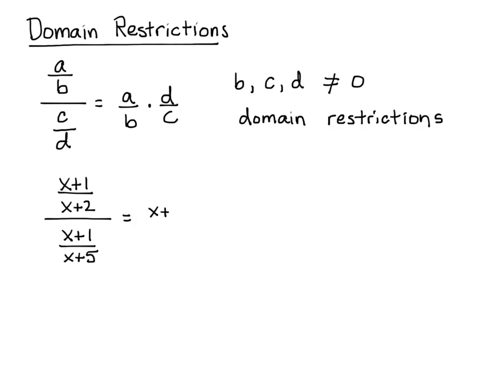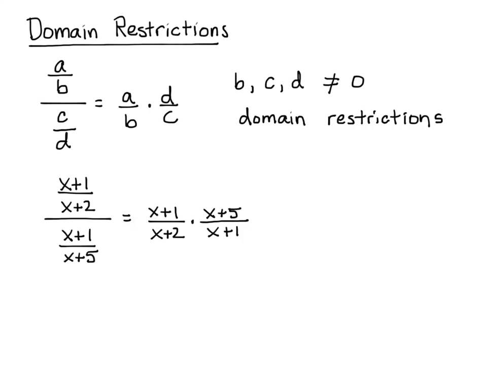Okay, so let's look at one here. When I have this complex fraction of x plus 1 over x plus 2, and then x plus 1 over x plus 5, I'm going to take the numerator fraction and multiply it by the reciprocal of the denominator fraction, and then I'm going to combine them.